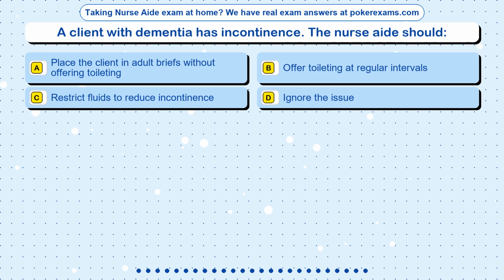Question 23. A client with dementia has incontinence. The nurse aide should: Option A, place the client in adult briefs without offering toileting. Option B, offer toileting at regular intervals. Option C, restrict fluids to reduce incontinence. Option D, ignore the issue.